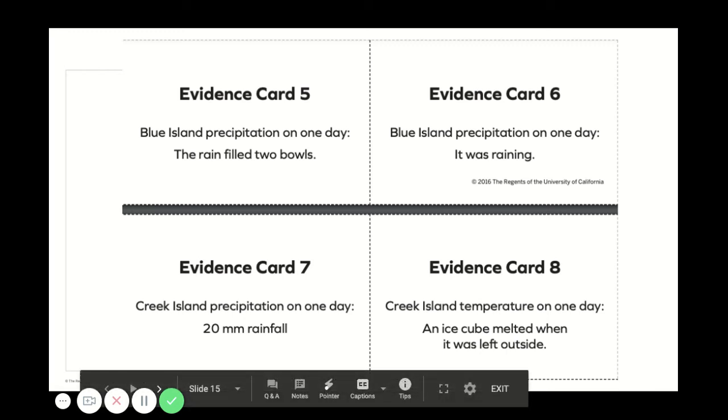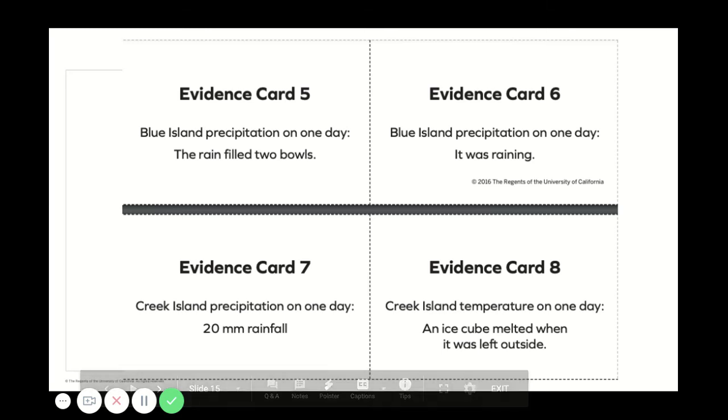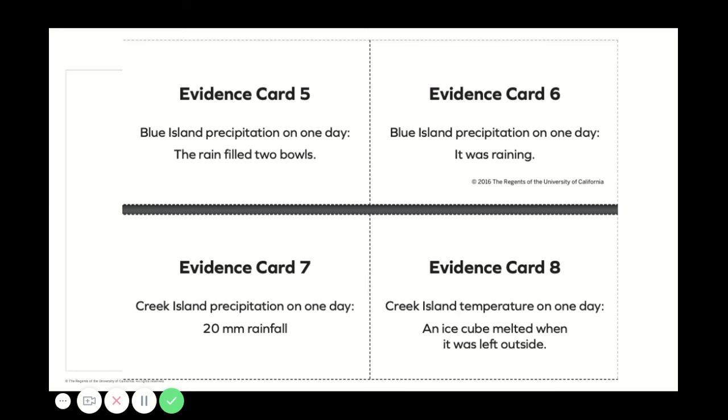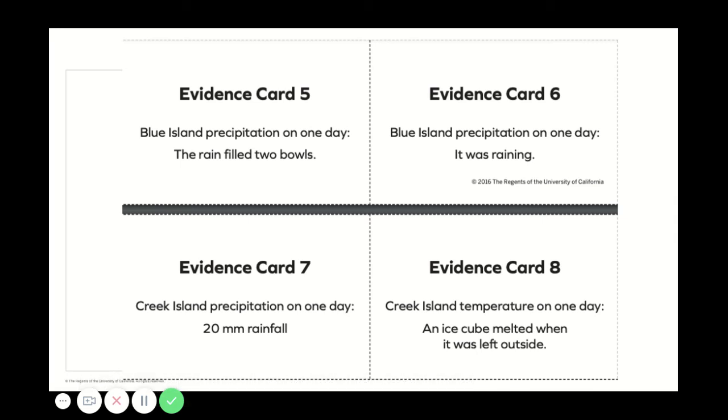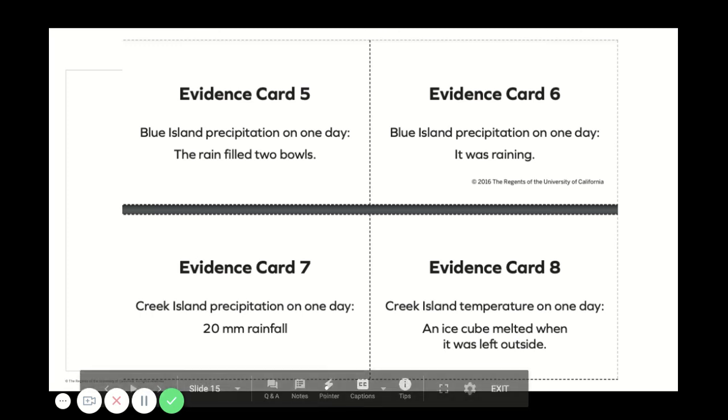Evidence card 5. Blue Island precipitation on one day. The rain filled 2 bowls. Evidence card 6. Blue Island precipitation on one day. It was raining. Evidence card 7. Creek Island precipitation on one day. 20 millimeters rainfall. Evidence card 8. Creek Island temperature on one day. An ice cube melted when it was left outside.